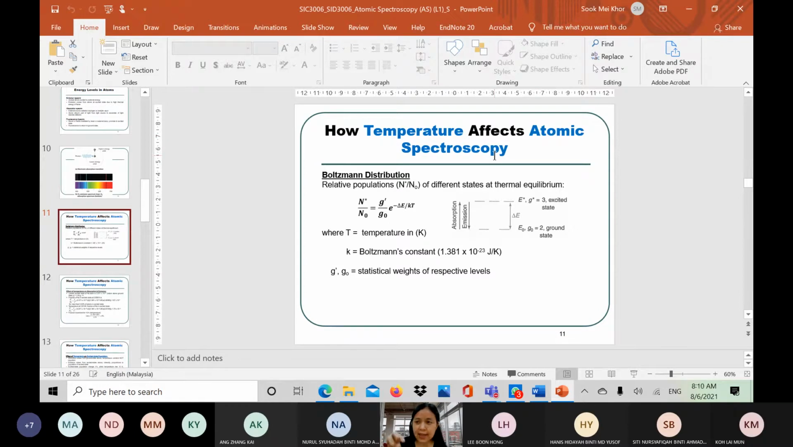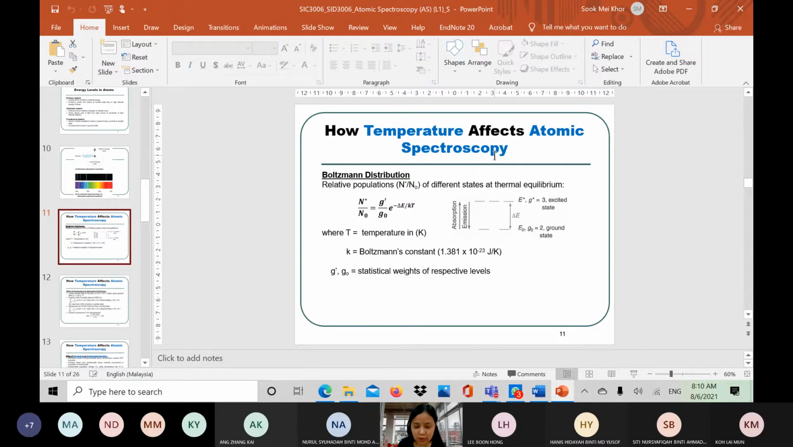Because for AAS and AFS, as I have emphasized many times, the excitation is due to the light source, the source of light, that causes the excitation.